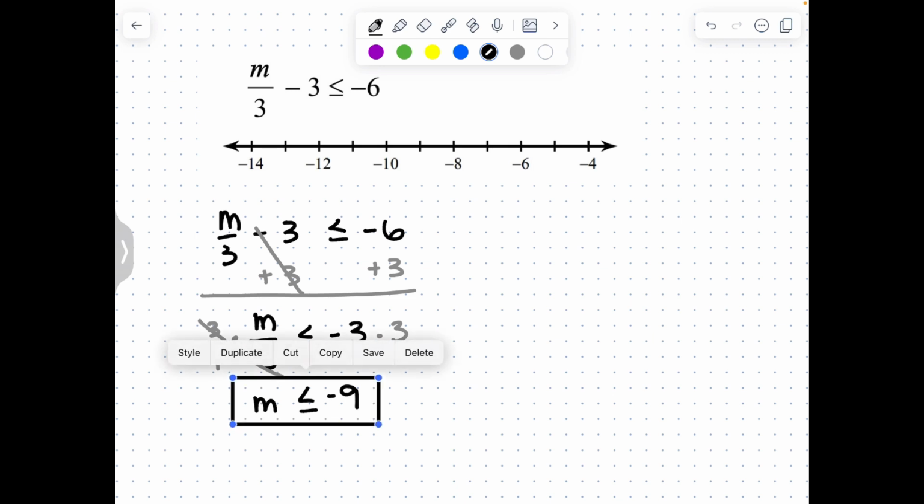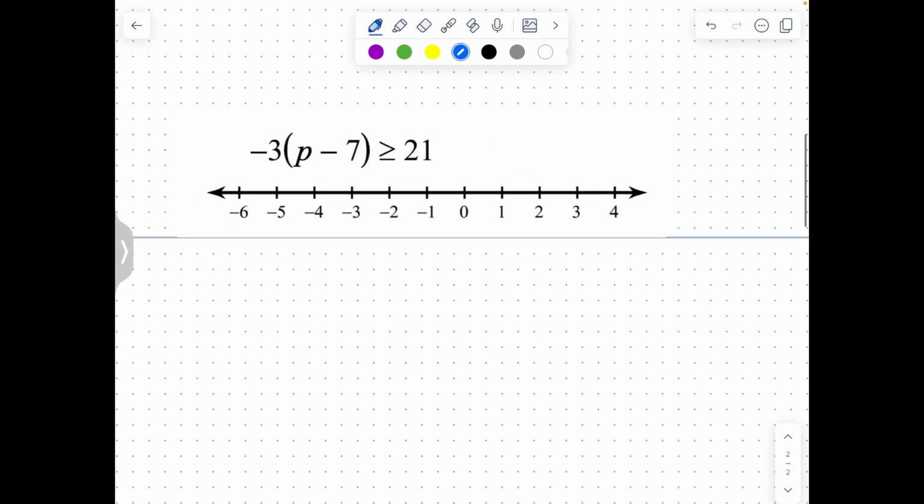Now we need to graph it. Negative 9 would be right here in the middle. We do have the or equal to part here, so we are going to do a solid circle. And then I want the m's that are less than or equal to negative 9, so we'll shade to the left.